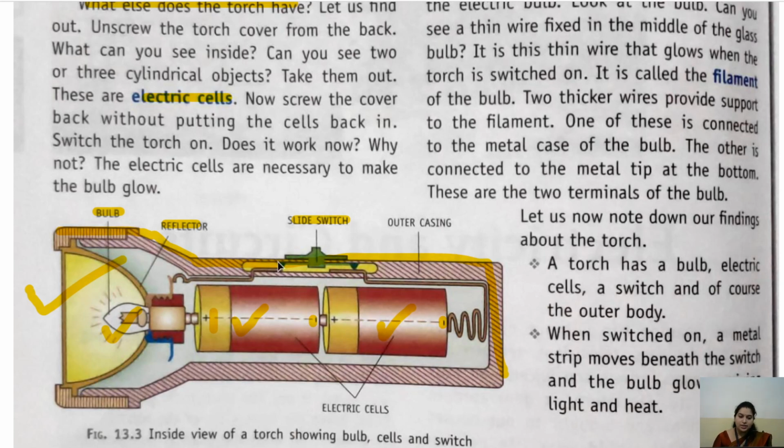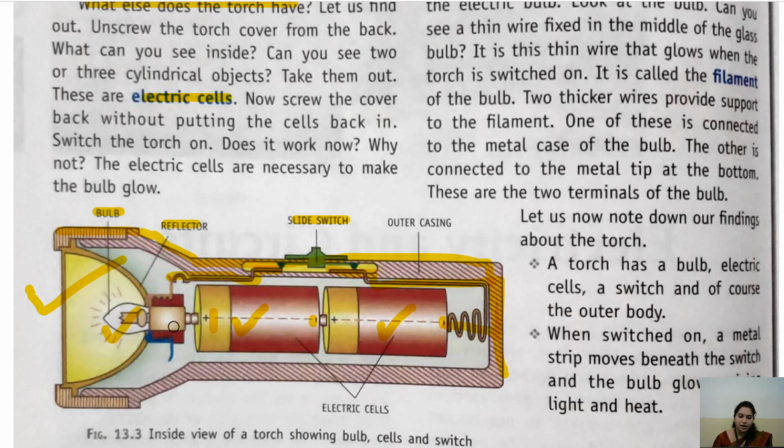The switch is attached to a metal plate. This is a metal plate. So the switch is attached to a metal plate, in both the terminals, here also and here also, and we have also seen a spring present at the bottom or the base of the torch.